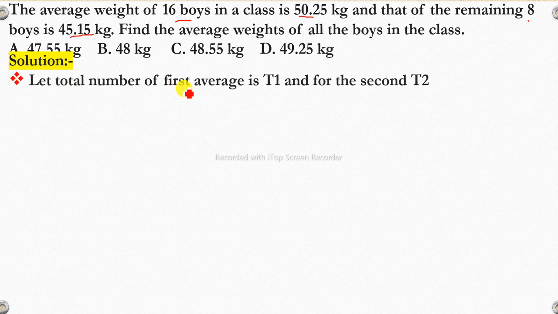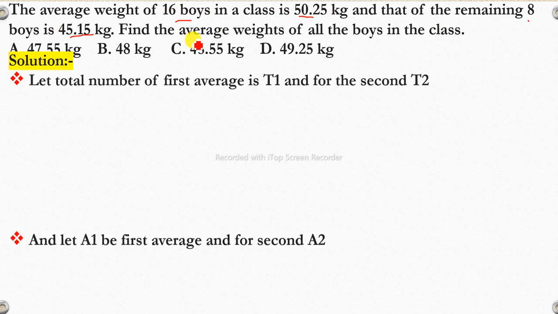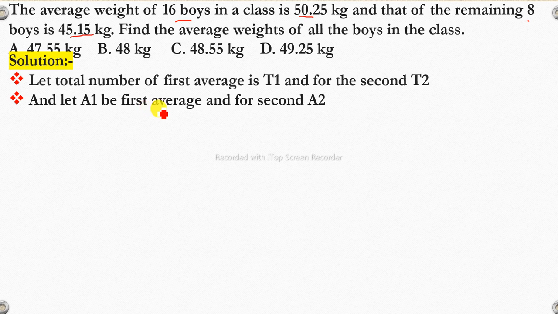Let the total weight for the first average be T1 and for the second T2. This is to get the total weight of 60 boys and the total weight of 8 students. Let A1 be the first average and A2 the second. A1 is equal to the total weight of 60 students over 60. A1 is given. The average is given already here.